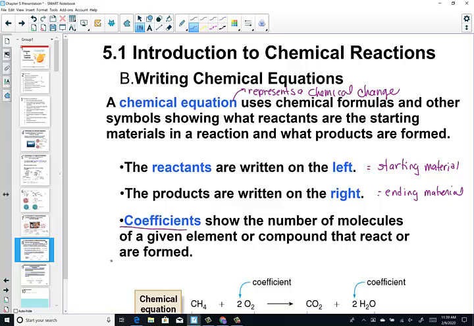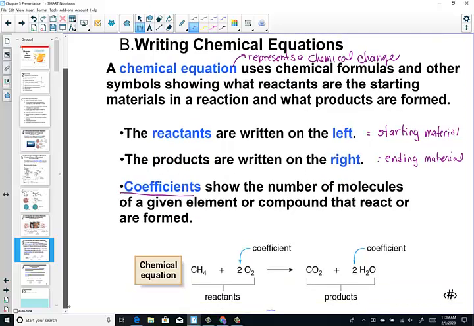And we said these numbers that we place out front are called coefficients. The coefficients show the number of molecules of a given element or a compound. Coefficients are used to balance equations. They're used to obey the law of conservation of mass. Coefficients are these whole numbers written out front to tell us how many molecules, or we'll also learn to tell us how many moles are present.